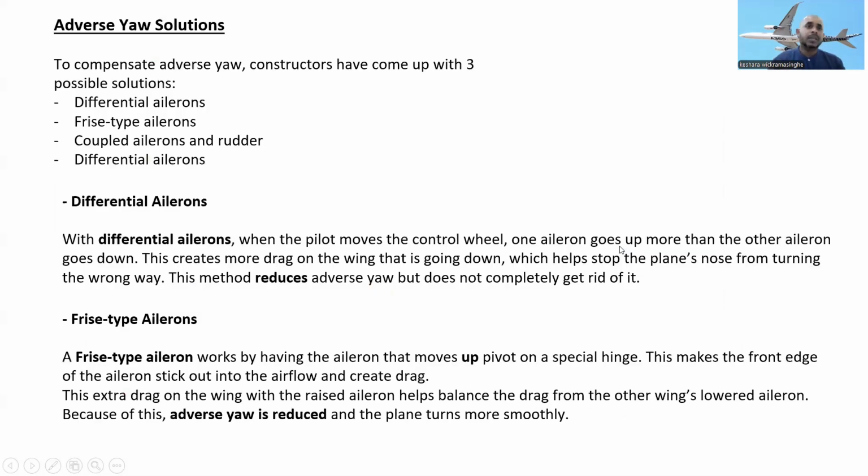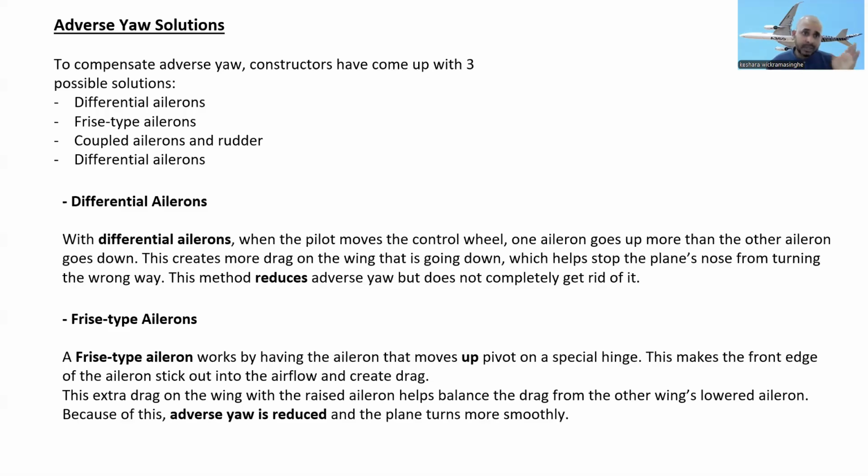Now let's go to the adverse yaw solutions. To compensate for adverse yaw, engineers have come up with three possible solutions. Sorry, I wrote it wrong, it should be three possible solutions: differential ailerons, Frise type ailerons, and coupled ailerons and rudder.